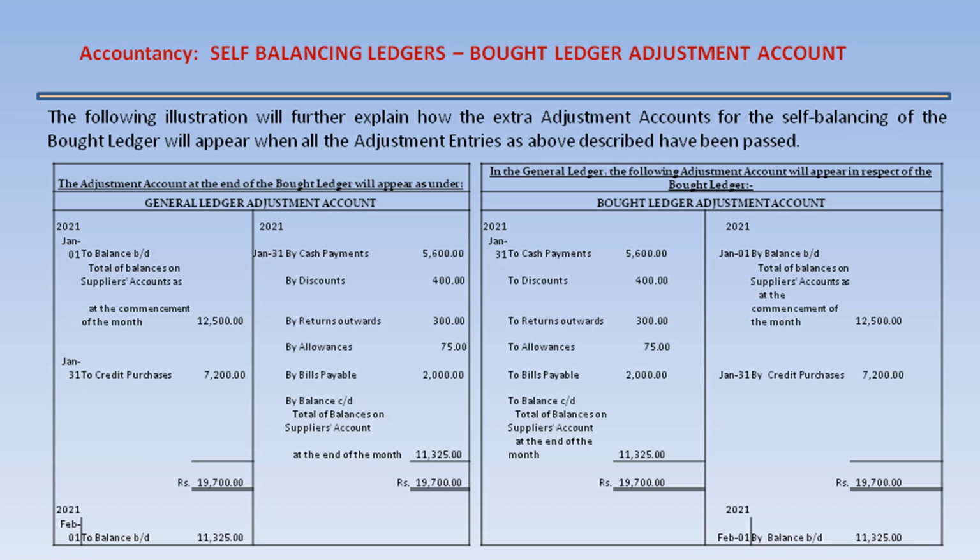January 31, to cash payments 5,600, to discounts 400, to returns outwards 300, to allowances 75, to bills payable 2,000, to balance carried down, to total of balances on suppliers account at the end of the month, 11,325. On the credit side, by balance brought down, total balances on suppliers account at the commencement of the month, 12,500, by credit purchases 7,200. This is how the self-balancing ledger accounts will appear.